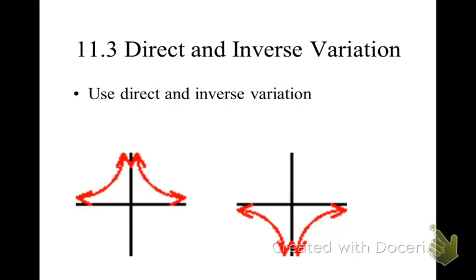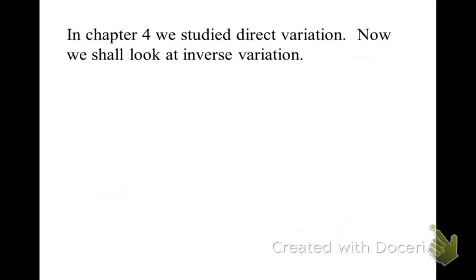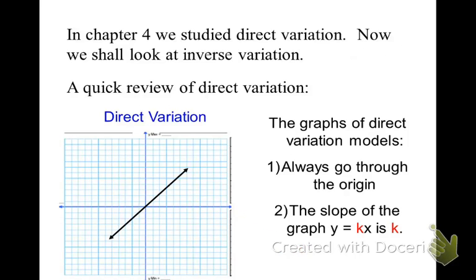Section 11.3 is on direct and inverse variation. Back in Chapter 4, we studied direct variation. Direct variation is just like slope-intercept form, y equals mx plus b, where k is the slope. In direct variation problems, the graph will always go through the origin, and the slope of the graph is k. y equals kx, and of course the b is 0. That's why the graph goes through the origin.